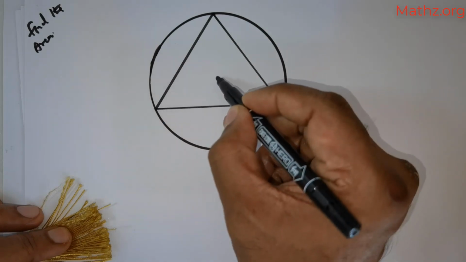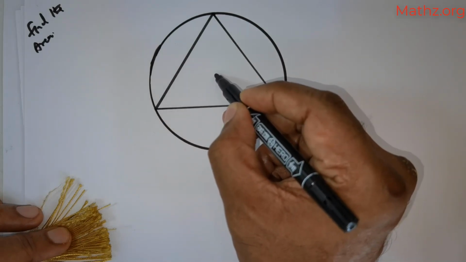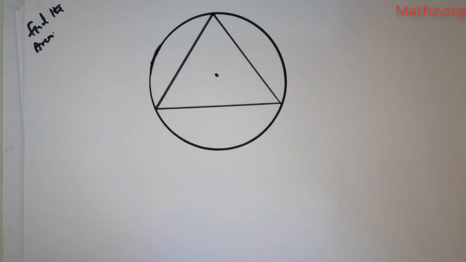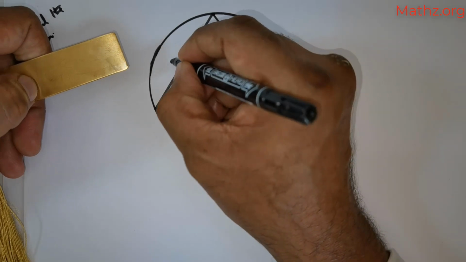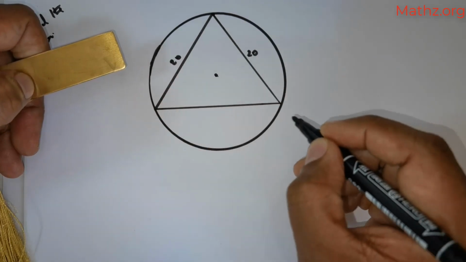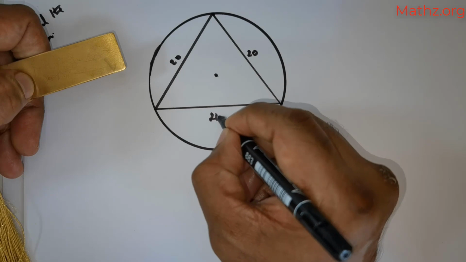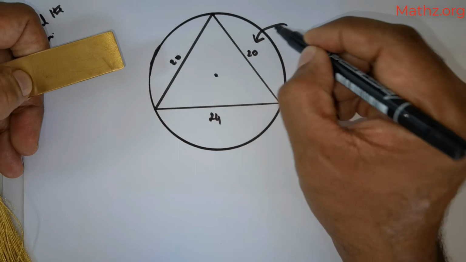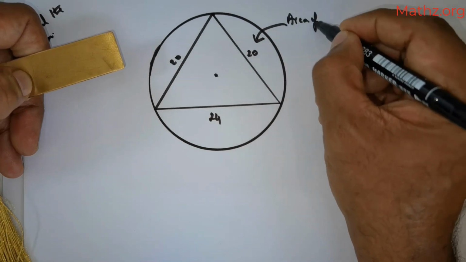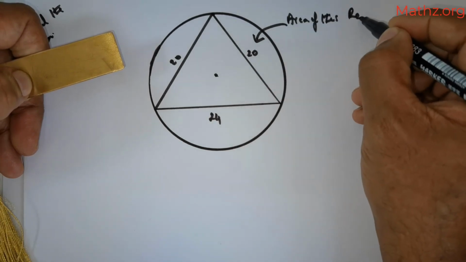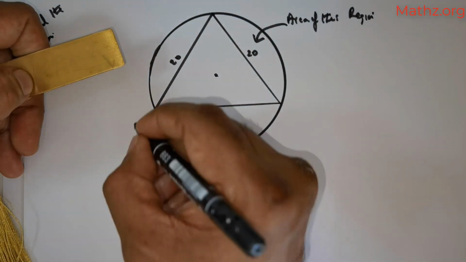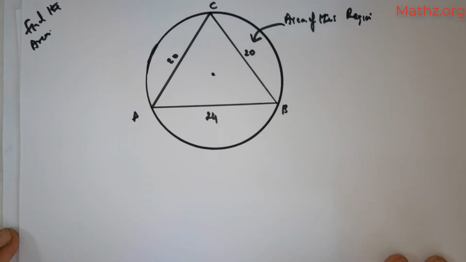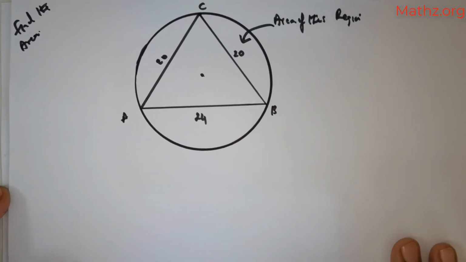Now you got a center. I'm trying to locate the center. Okay, that's the center of the circle. Now this is given to be 20, 20 and 24 units. We are expected to find the area of this region. Okay, so I'm going to take this as A, B, C. Okay, so this is the figure.